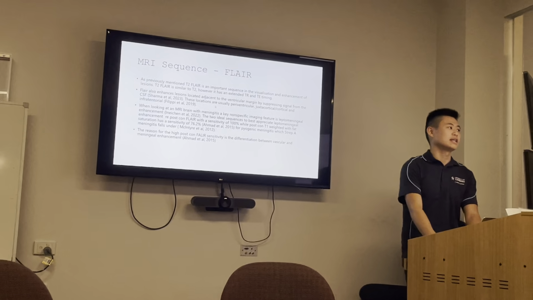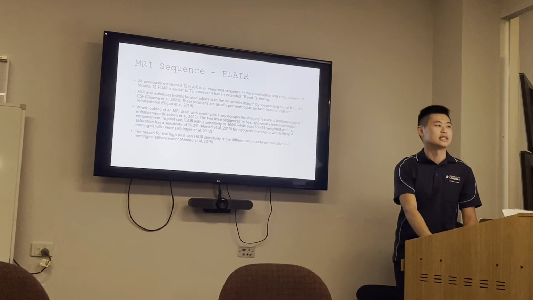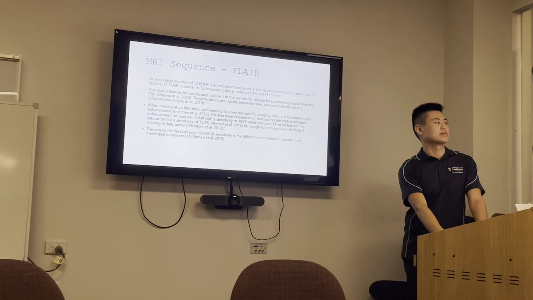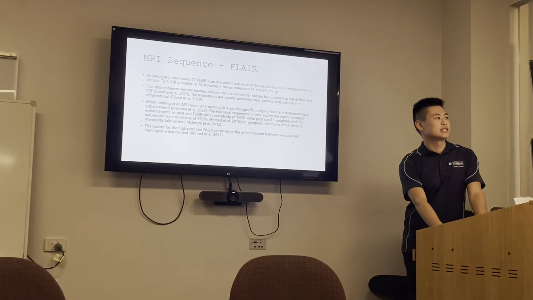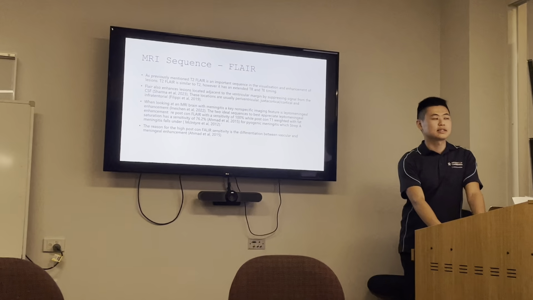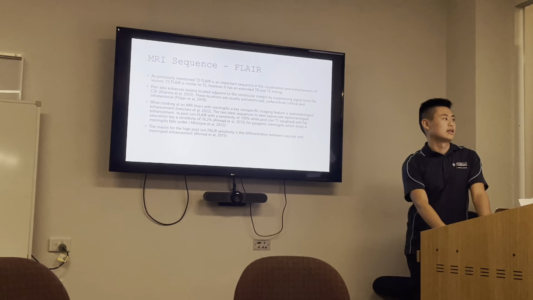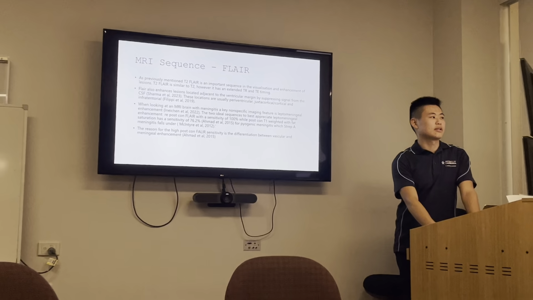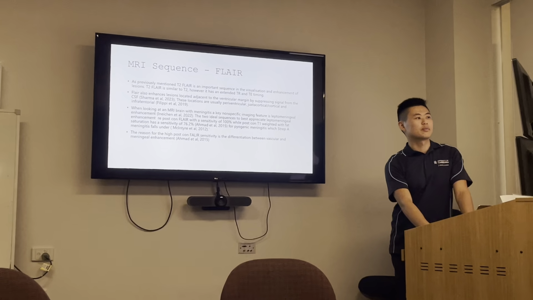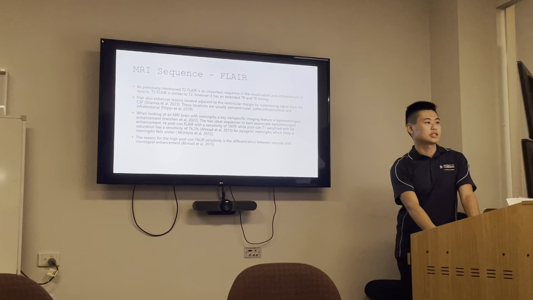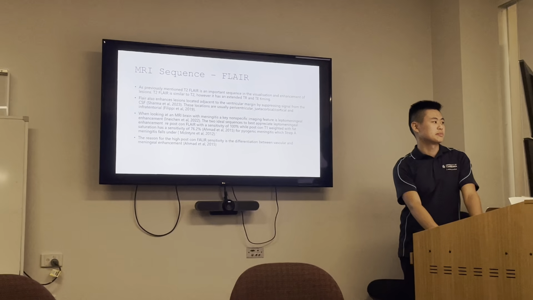MRI sequence FLAIR. As previously stated, T2 FLAIR is an important sequence in visualizing the enhancement of the lesion. T2 FLAIR is similar to T2, however it has an extended TI and TE timing. FLAIR also enhances lesions located adjacent to the ventricular margin by suppressing signal from the CSF. These locations are usually periventricular, juxtacortical/cortical, and infratentorial.